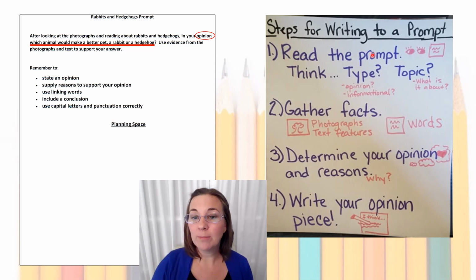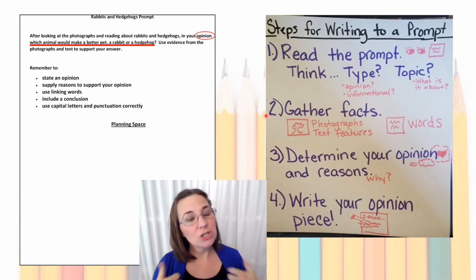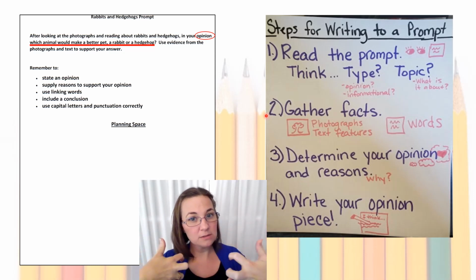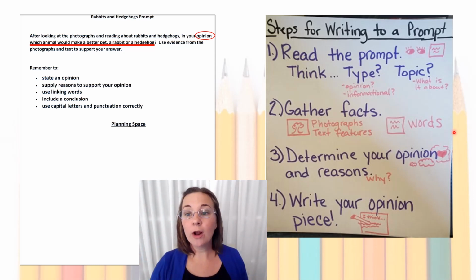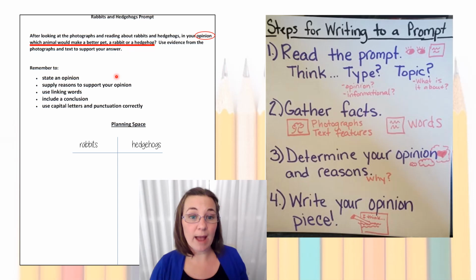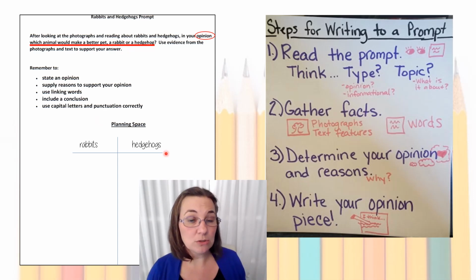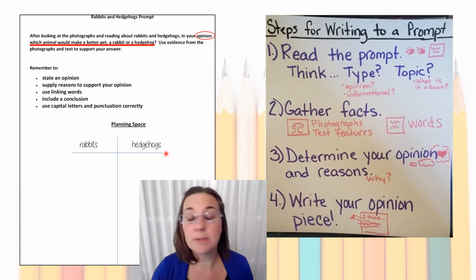So now we've read the prompt. Step 2, we need to gather facts. Do you remember how we gathered facts? We made a T-chart in our planning space, and then we labeled it with our 2 choices. In this case, it's rabbits and hedgehogs. So if you want to pause the video right now and do that, go ahead. Or you can do this on your own during independent writing time.